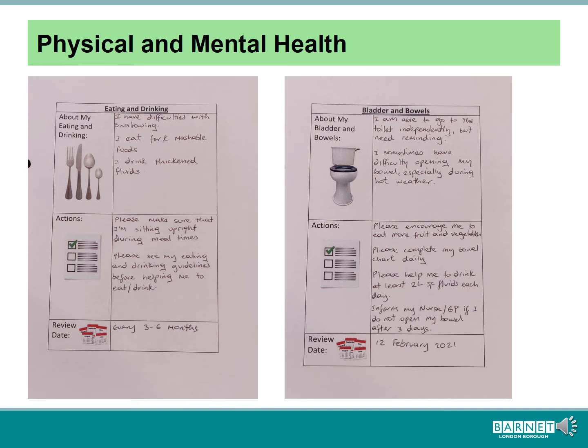The next page is on bladder and bowel. I'm able to go to the toilet independently but need reminding. I sometimes have difficulty opening my bowels, especially during hot weather. The planning that will go towards that could be making sure to encourage the person to eat more fruits and vegetables, making sure that the bowel chart is completed daily, and helping the person to drink at least 2 liters of fluid each day. Also make sure that if the person hasn't opened their bowels in three days, the relevant individual such as a nurse or GP has been informed, and then to also do a review date as well.